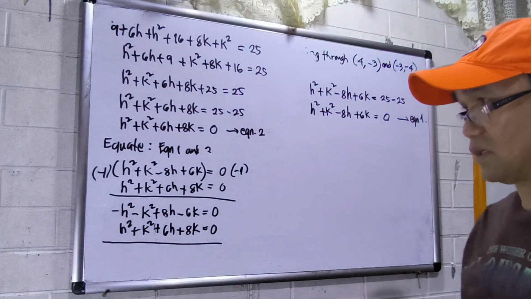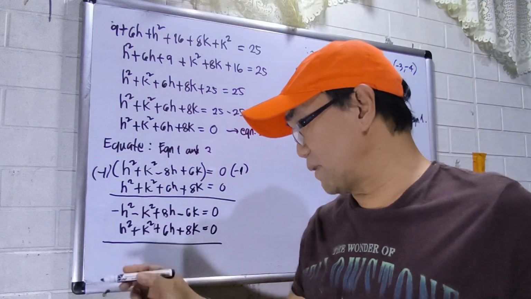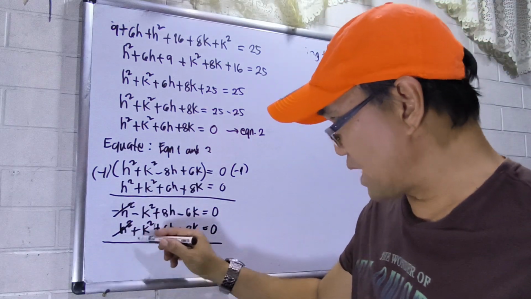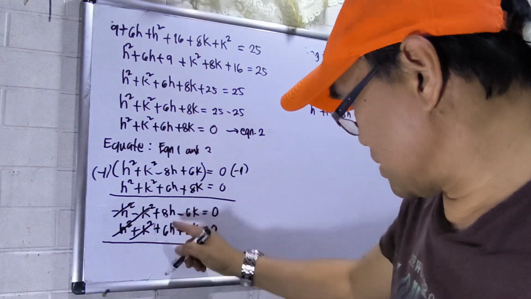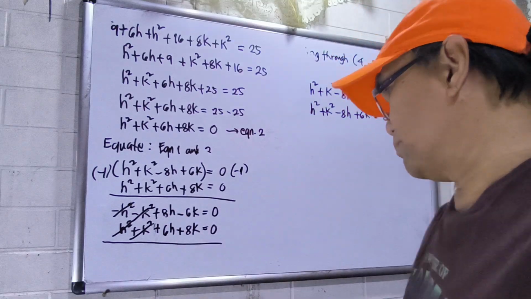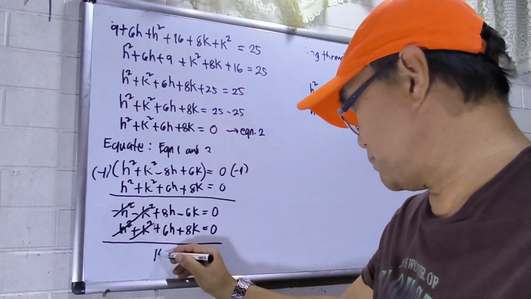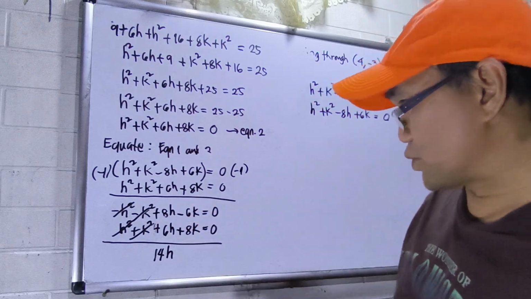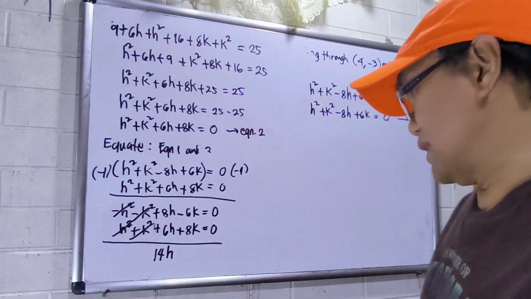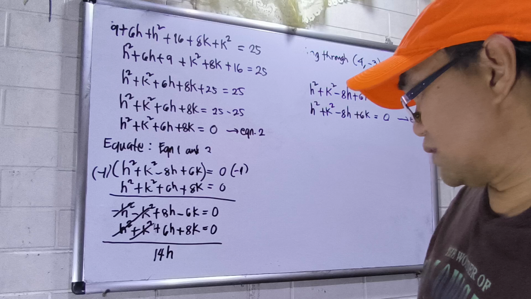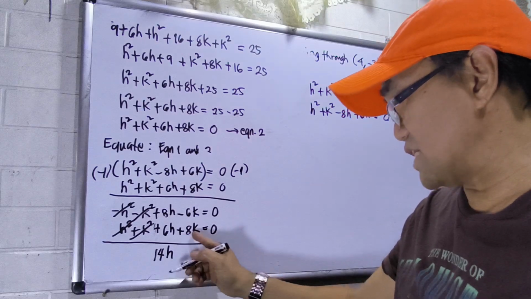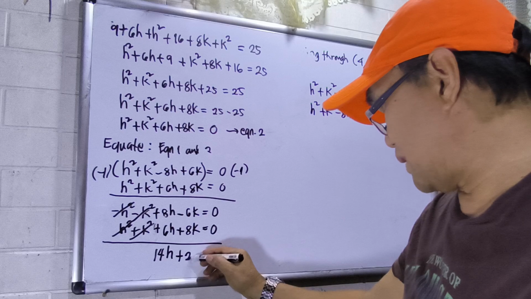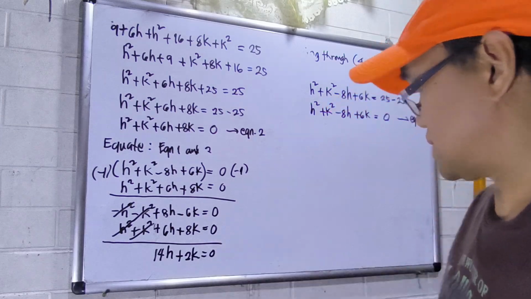Okay? So take note, negative h squared and positive h squared will be crossed out. Negative k squared and positive k squared, cross out. So, the same sign, combine. Add, this will be 14h. And then, unlike sign, so subtract 8k minus 6k. That will be 2. And then, since 8 is bigger than 6, this will be positive 2k is equal to 0.